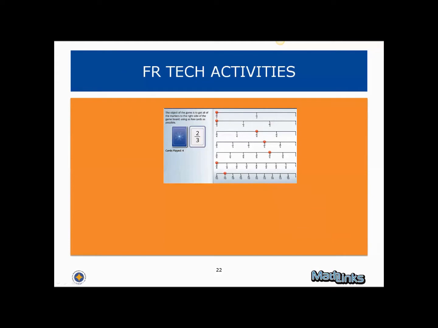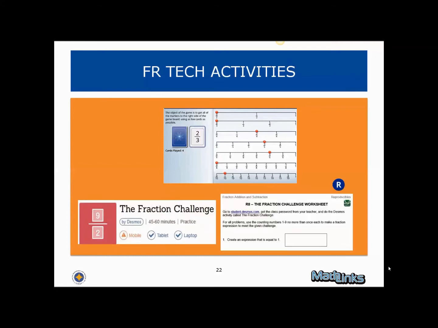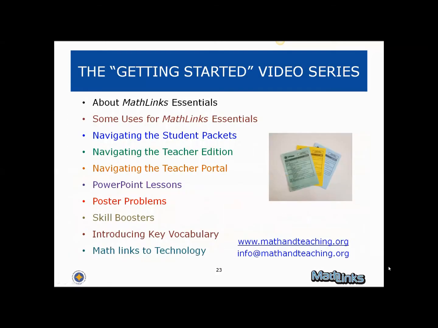Finally, the fraction module includes some great open source tech activities. Here's a fun and challenging game from NCTM Illuminations. And you'll find Desmos activities as well, with follow-up worksheets. That's fractions in a nutshell.